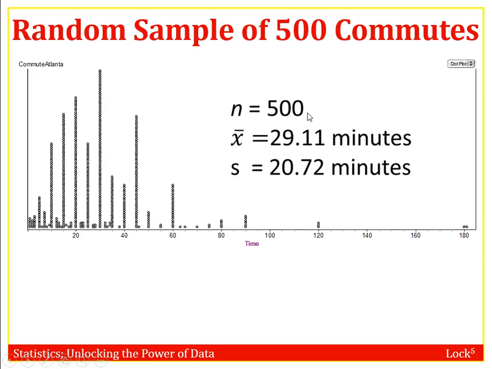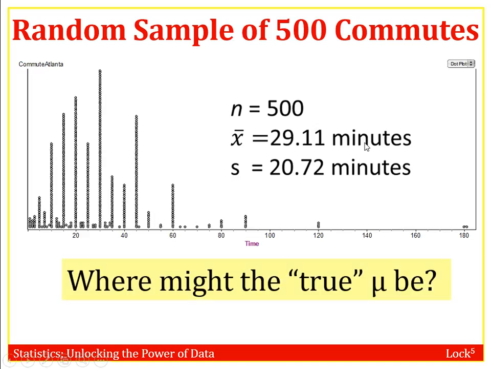500 is our sample size. The average from our sample, hence x-bar, is 29.1111 or 29.11 minutes. But where do you think the true mean for our population might be? Where do you think for all, not just our sample, but all people that live in Atlanta, what do you think their commute time is?